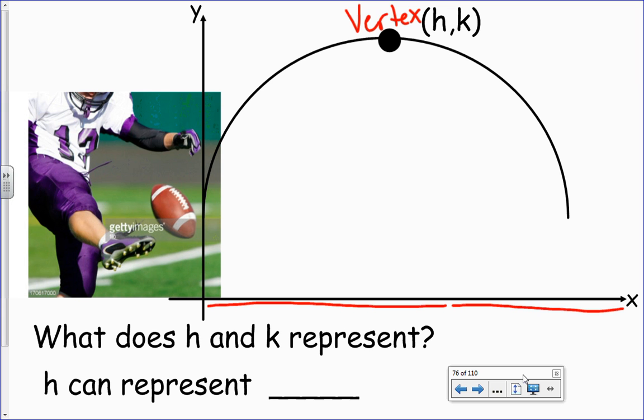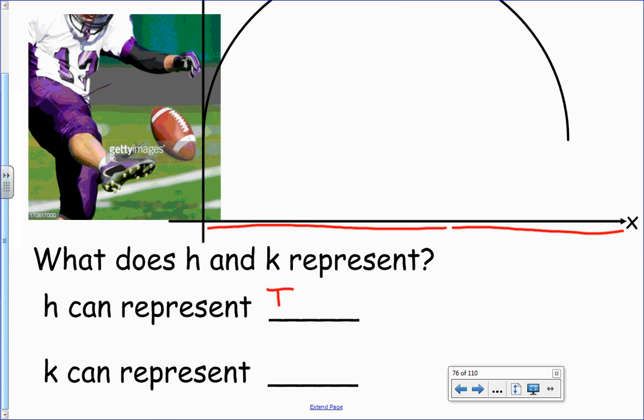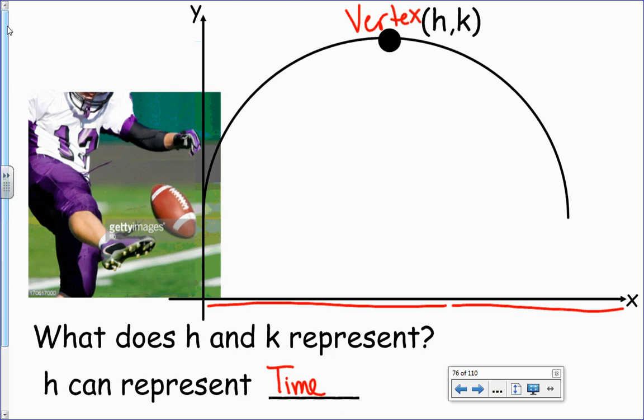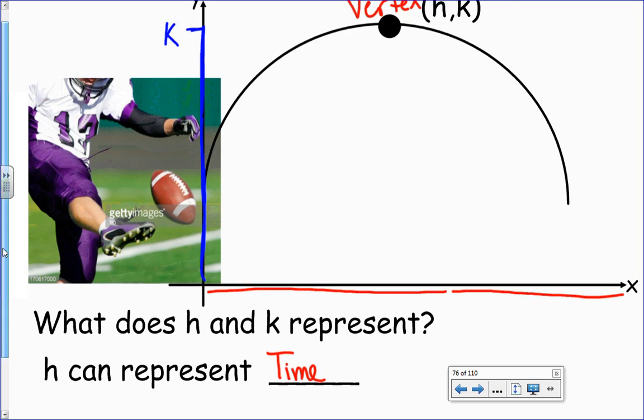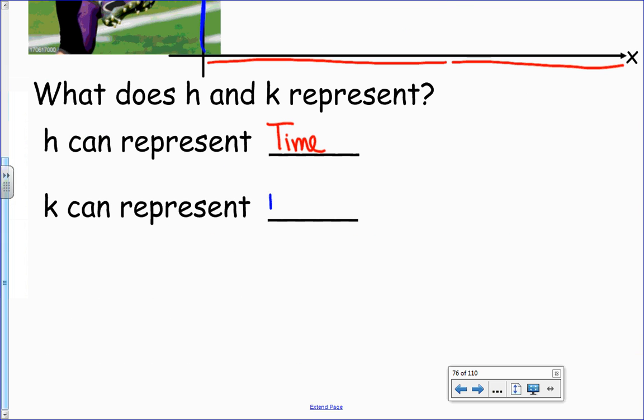All right, so the h can represent the time it takes the ball to get to the top, or the time it takes the ball to reach its maximum point. And the k value is the y value. All right, so over here are the y values. So the k is up here. All right, so that means that k would represent the maximum height of the ball. So h is the time it takes the ball to reach this maximum height, which is represented by k. That's why h and k go together.